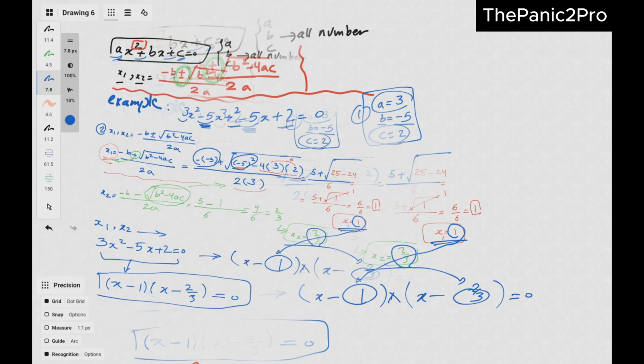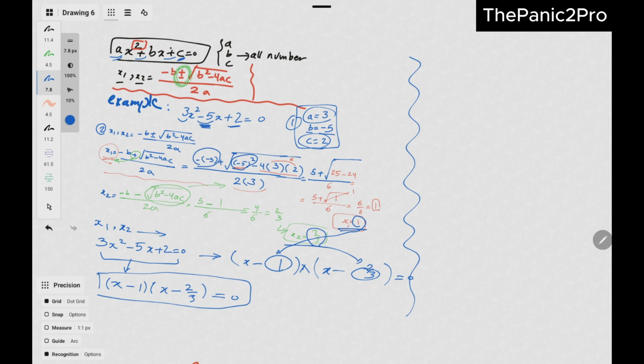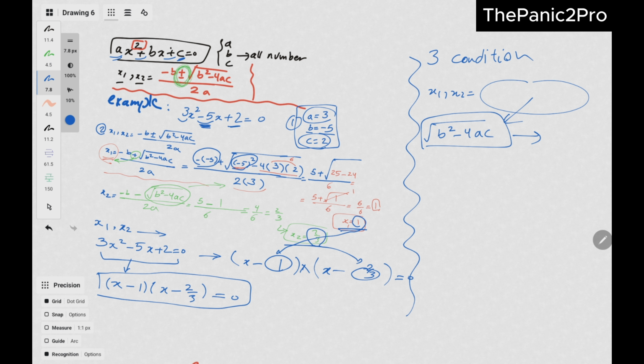Okay, I'm going to show you just 3 conditions, very simple conditions, right? As you remember, we had the x1 and x2 formula, and in that formula we had something like the square root of b2 minus 4ac, right? And this would be a number, right? There are 3 situations. 1, if b2 minus 4ac is 0, then we are going to have just one answer or one root.